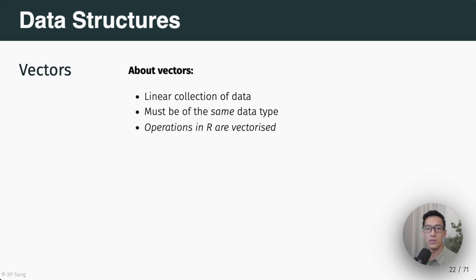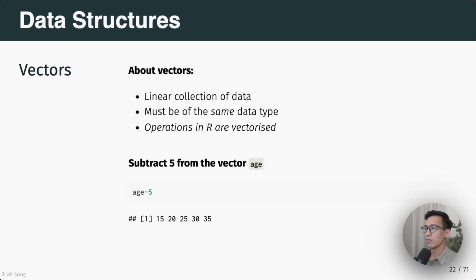It is important to note that in R, operations are vectorized. What does this mean? For example, if we take the numeric vector age we defined earlier, and we subtract 5 from it, every single element will have 5 subtracted from it. Here's another example. If we add together two vectors, the first element of vector 1 will be added to the first element of vector 2. The second element of vector 1 will be added to the second element of vector 2, and so on.